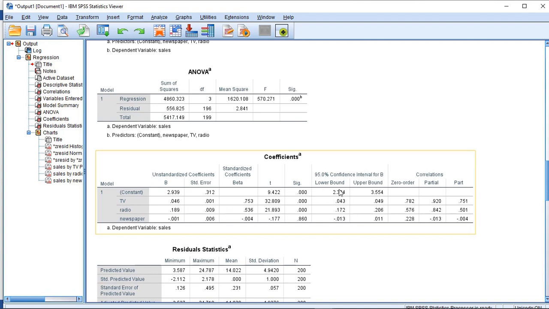And we can also test on the confidence interval. These are the point estimates of the constants, and these are the confidence intervals, the interval estimates. We are 95% confident that the constant lies between 2.324 and 3.554, and we are also 95% confident that the TV lies between this and this, the radio lies between this and this, the newspaper lies between this and this. So these are the intervals.